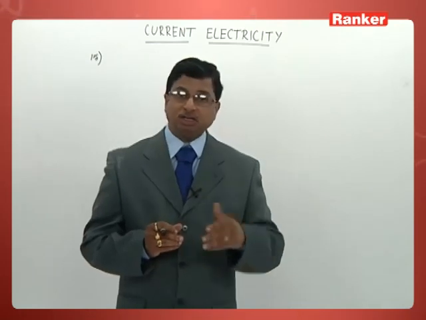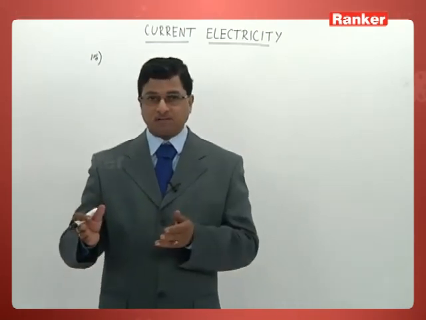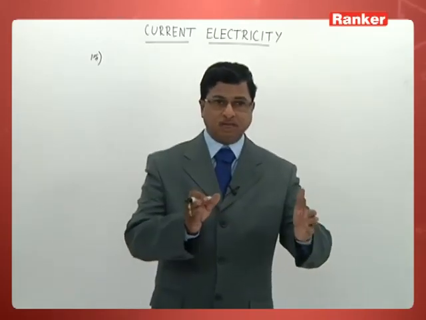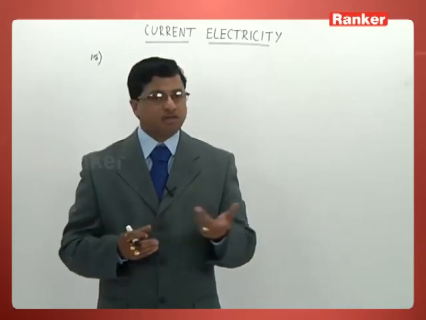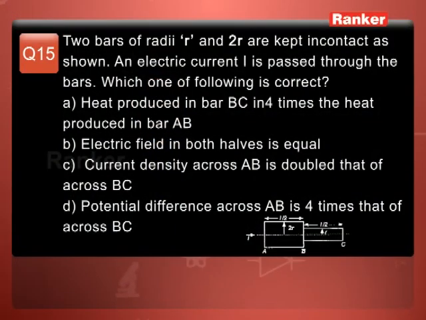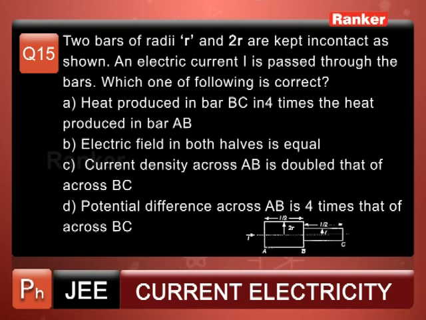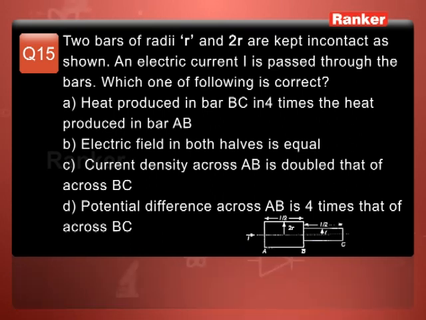That means you have to calculate the heat energy that is generated across the first bar, across the second bar, then relate them. If this tallies with the first option, fine. Otherwise, the second option: electric field in both halves is equal. That is the second one. The third option given is current density across AB is double that across BC. And the fourth option given: potential difference across AB is 4 times that across BC.